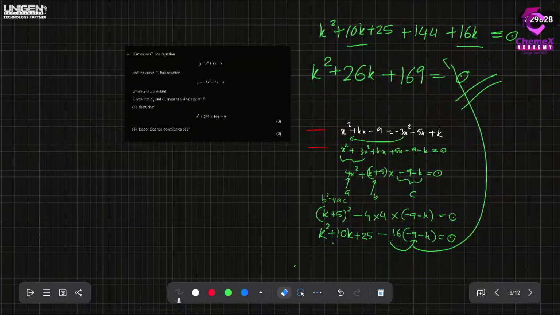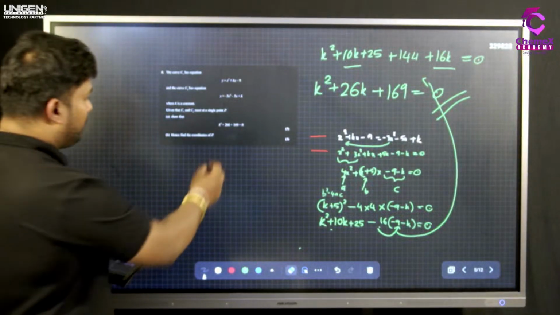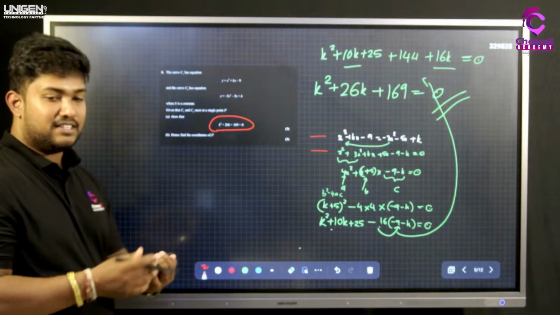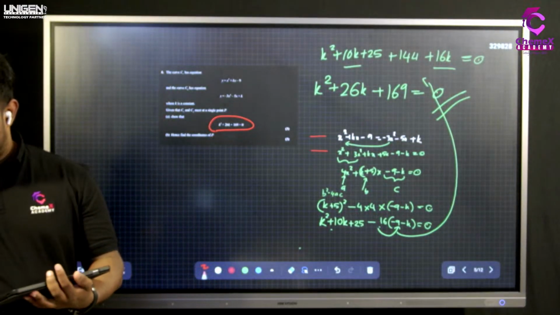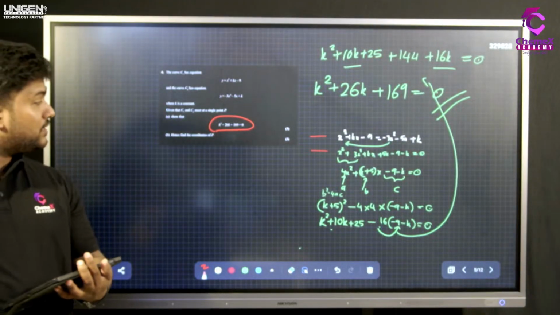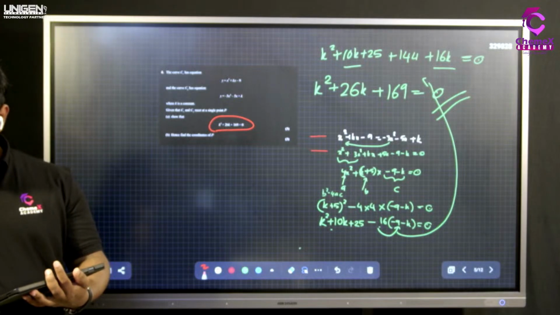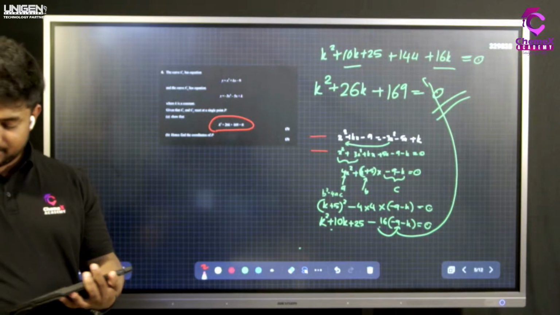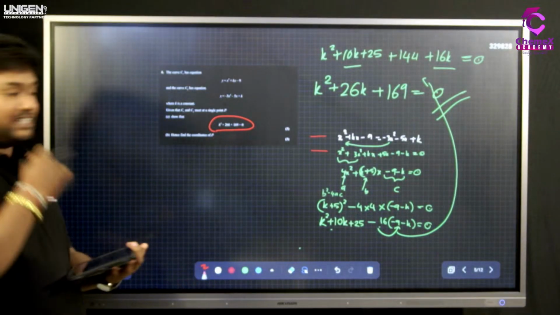You simplify the equation. Simplify: k squared plus 26k minus 169. After simplifying, how do you do it? Let's try to simplify this. Can someone simplify and tell me the answer? First you have to solve the quadratic. What are the factors? You know the shortcuts, no? It's one term, right? 13 times 13.